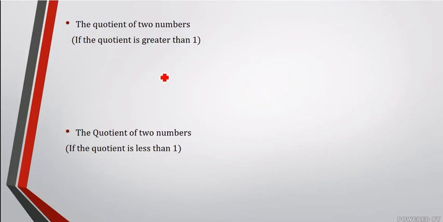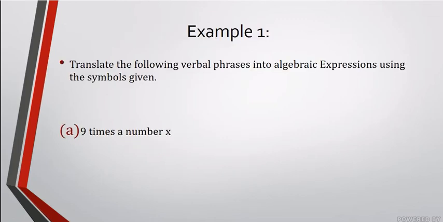The quotient of two numbers. If the quotient is greater than 1, it would be x over y. And if we have to find the quotient of two numbers and the quotient is less than 1, then it would be written as y over x. So if we are finding the quotient of two numbers, they want us to divide.